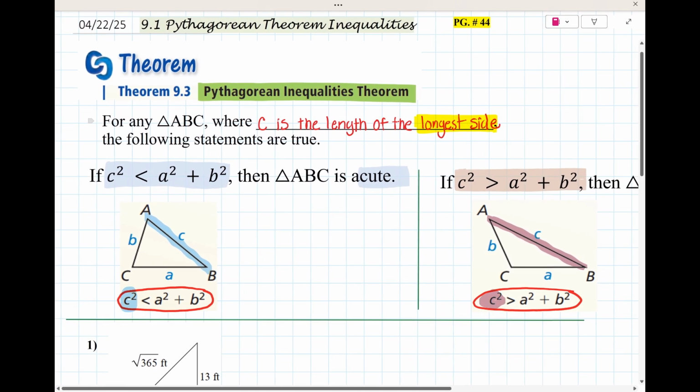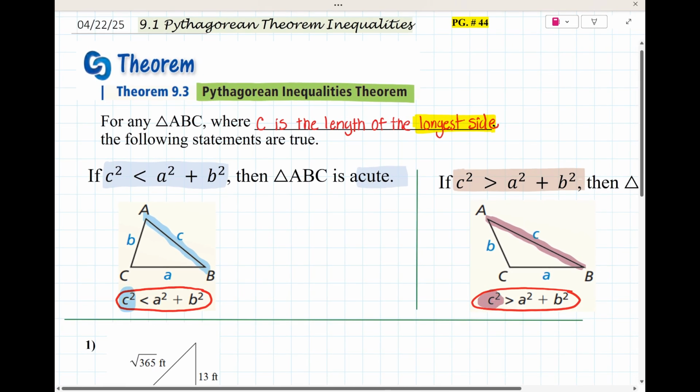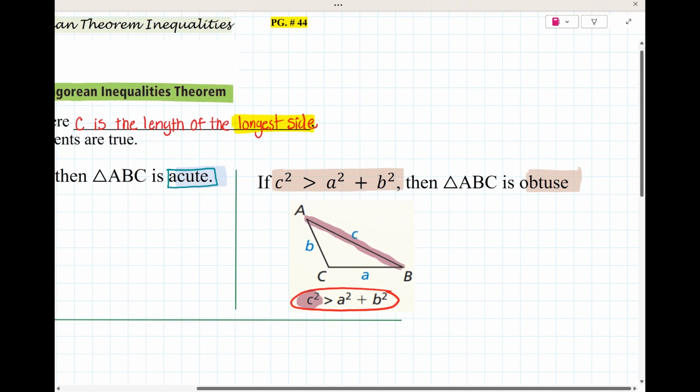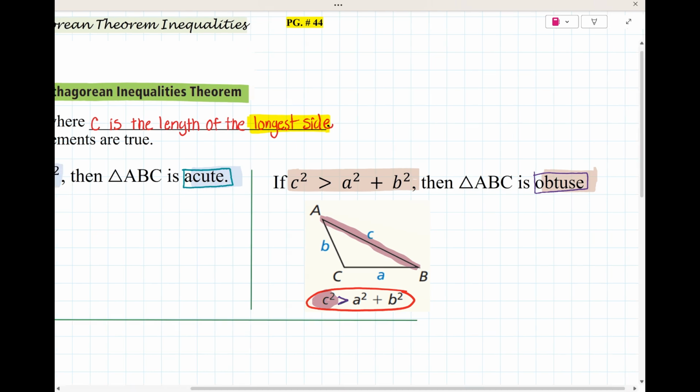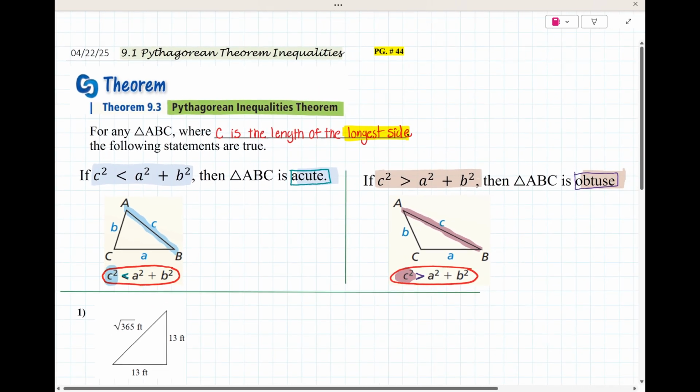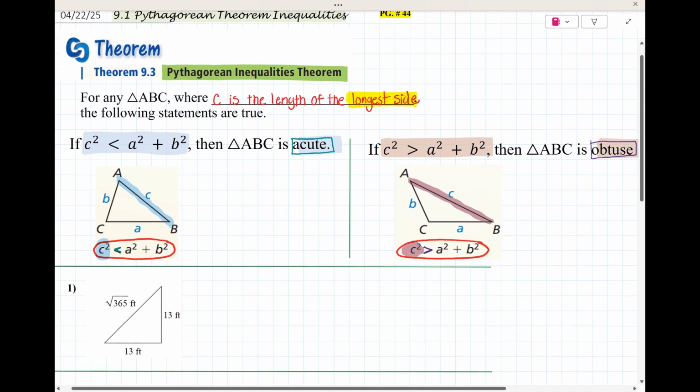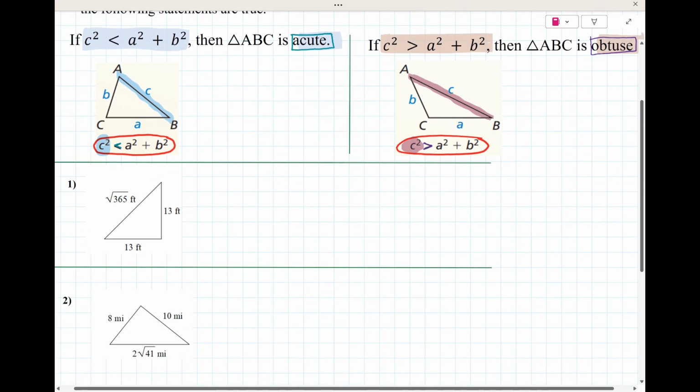If you know that c squared, where the longest side will be your c, if I square that and I add the other two sides squared and it's less than, then you're going to have an acute triangle. If I square the c and then I square the other two sides of the triangle and add them and it's greater than, then you have an obtuse triangle. So now we're able to determine if we have right triangles or not when our triangles don't give us information if we have a right angle or not.